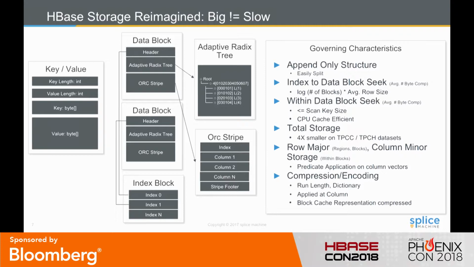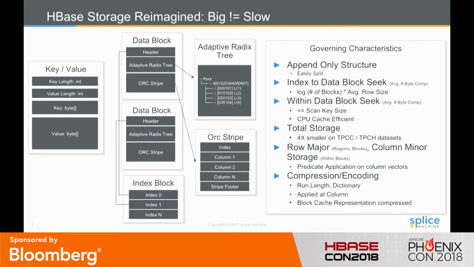What's even more important is compression and encoding. So I've got my row key in a really nice index structure. It has common keys, and I'll show you our index structure in a second. But what's really cool is you have run length and dictionary encoding. So that California problem goes away. That's now a dictionary entry that you're pointing to. It's applied at the column because there's different encoding for different data types. And we already know the types of those columns. And the block cache representation is actually compressed.